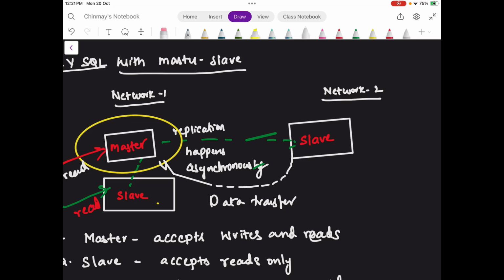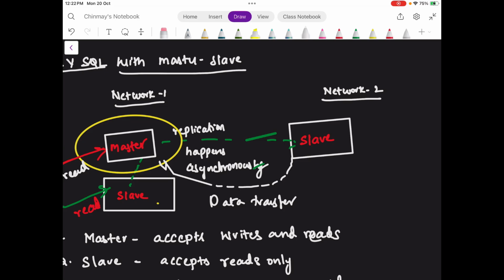During the network failure, if network 1 is completely down, this slave becomes a master. There are no slaves at all. This only accepts reads and writes. If network 2 is down, the master becomes a slave. After network 1 is up, one of the slaves becomes a master. There is no problem with network downs in the master slave architecture.